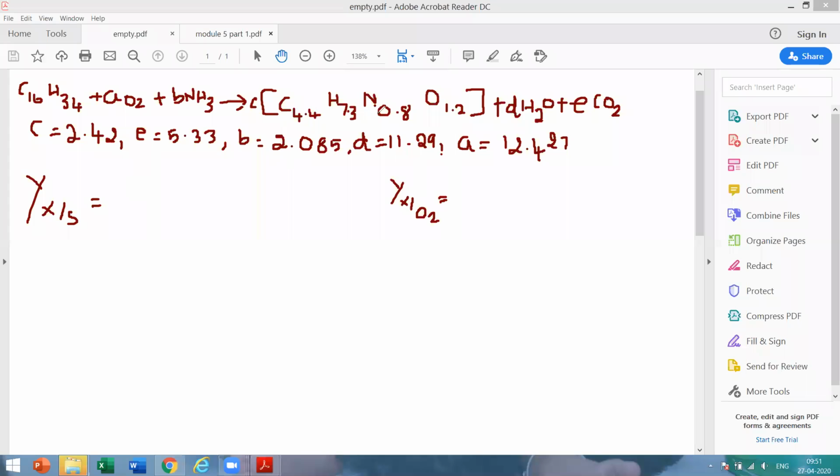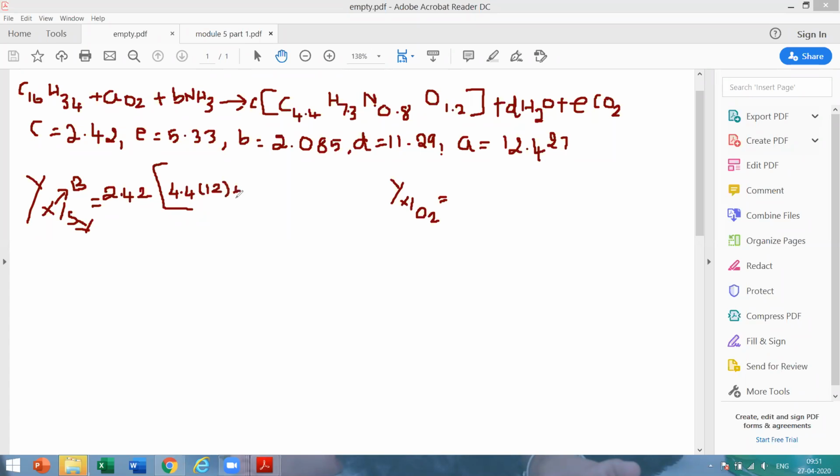C into C 4.4. Okay, so you people know what C is, that is 2.42. So remember this coefficient also you should consider. So C, that is 2.42, into how much amount of carbon? 4.4. This is biomass. Remember, always X represents biomass and S represents substrate.